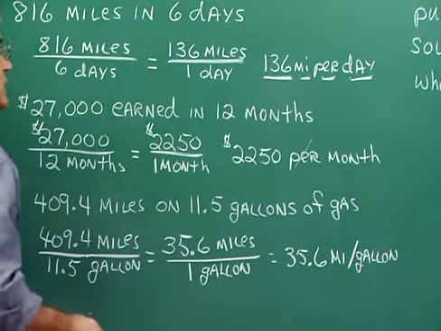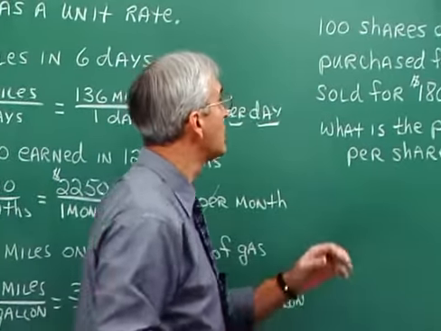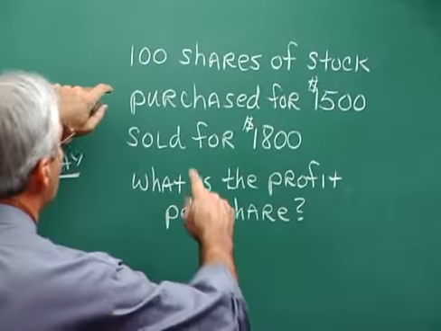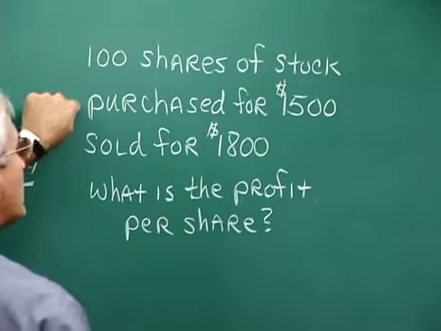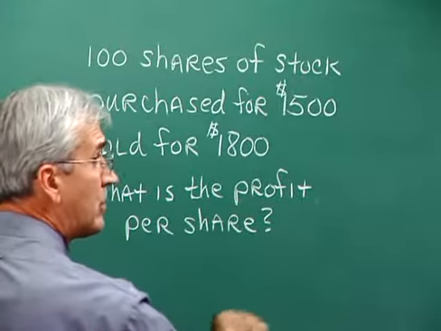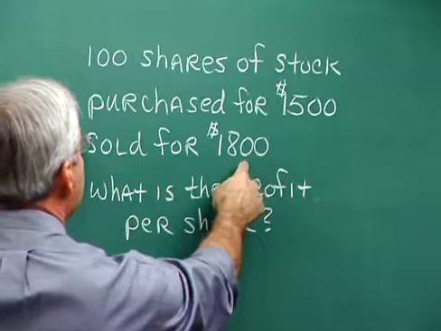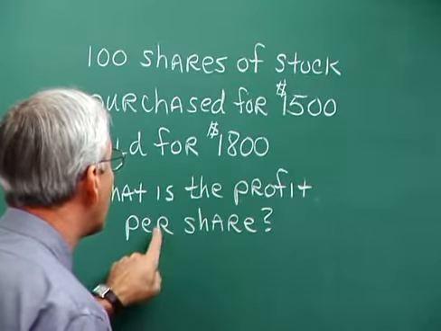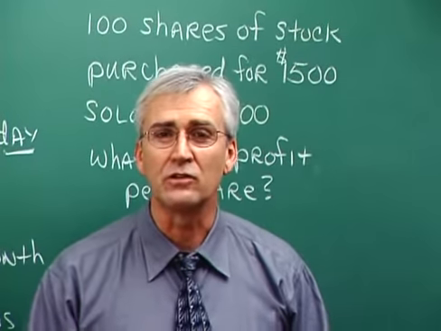All right, unit rates. Now, unit rate comes into play in a situation like this. Suppose a person buys 100 shares of stock, and suppose the purchase price is $1,500 for these 100 shares, and suppose after a certain period of time those shares of stock are all sold for $1,800. Suppose we'd like to write the profit per share. It's kind of a unit rate for profit, you see.